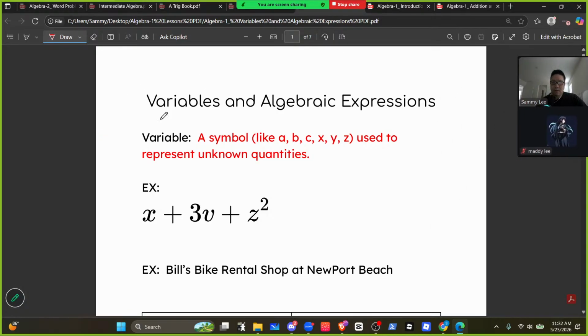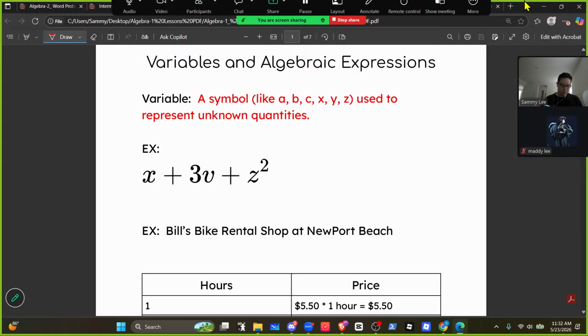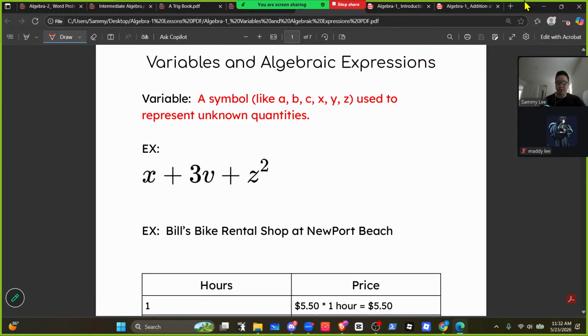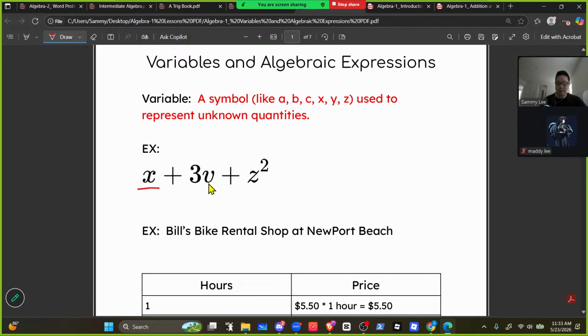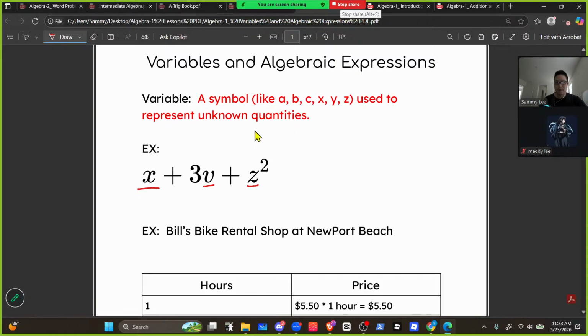All right, it's the very first lesson, variables and algebraic expressions. A variable is basically any letter symbol like A, B, C, X, Y, Z, and it's used to represent unknown quantities. So given an equation like x plus 3v plus z squared, the variables in this case would be x, v, and z. So these are the unknown variables. And again, it's used to represent unknown quantities.